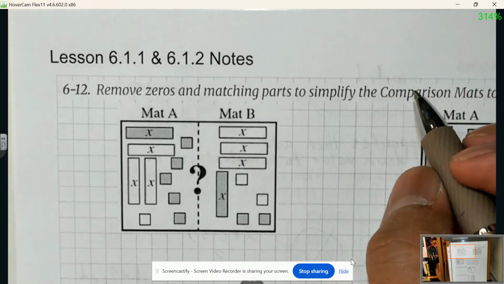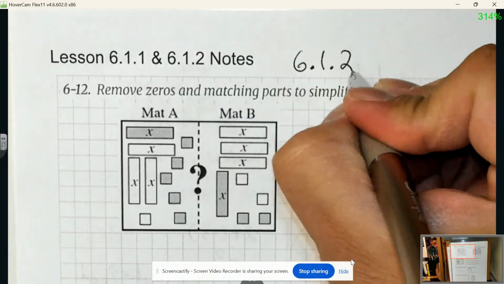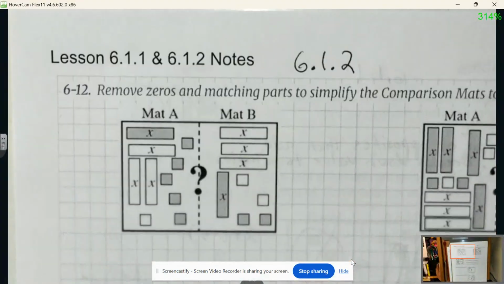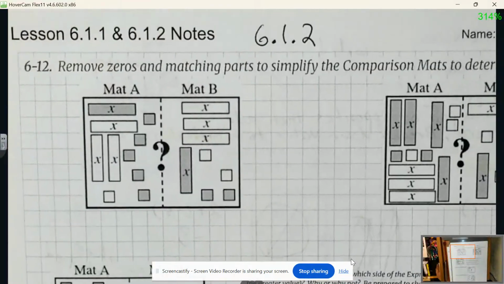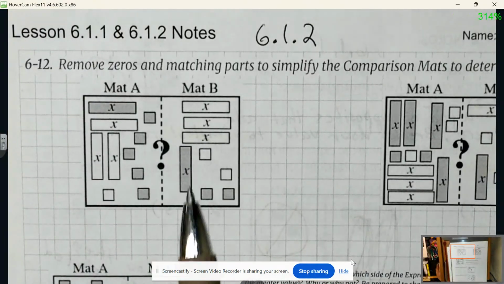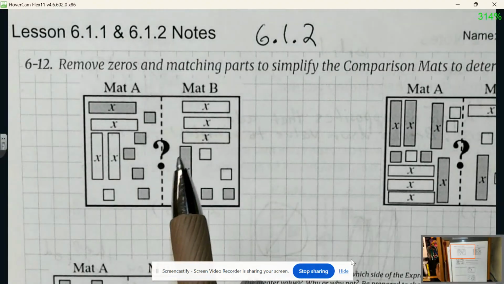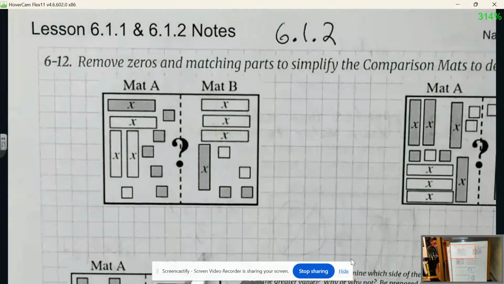We're doing lesson 6.1.2 today, and a little more practice with comparison mats. And our first task, we're going to do a little bit of a review and look at this first mat to decide which one has the greater value, mat A or mat B.